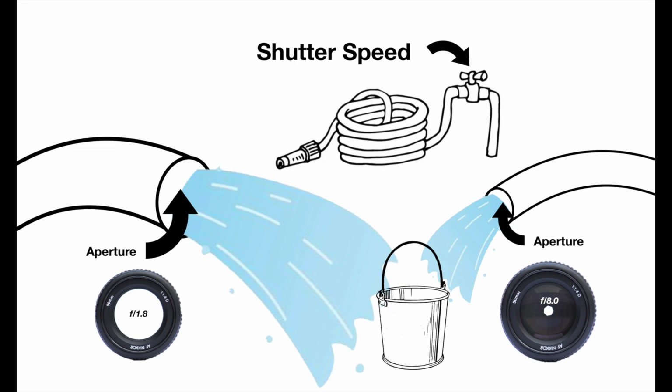with water and you have a big hose that's an aperture of 1.8, then you have to turn on the water for some time. But if you have a smaller hose, aperture of 8, you have to turn it on a longer time to get the same amount of water into the bucket.